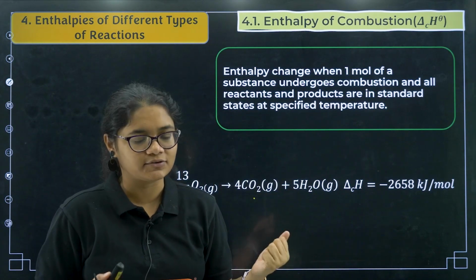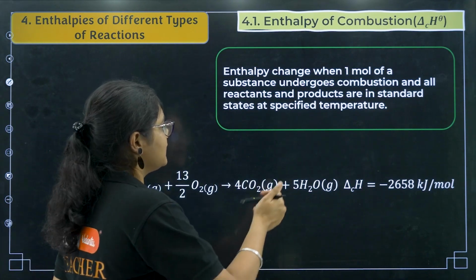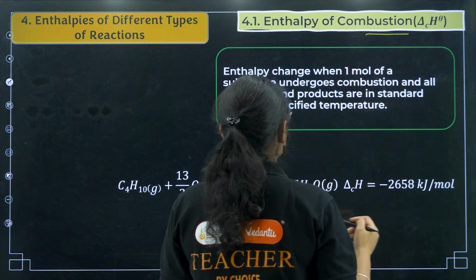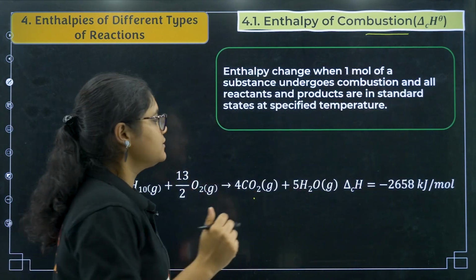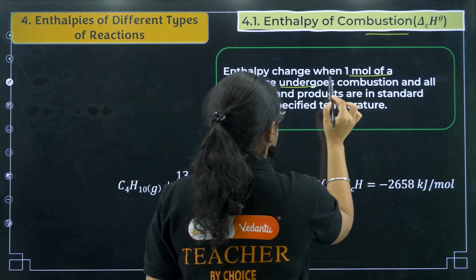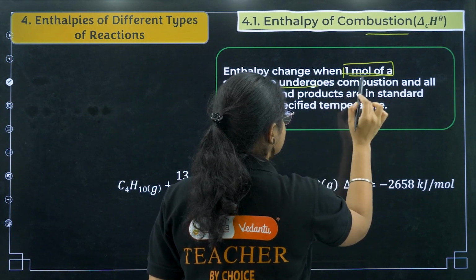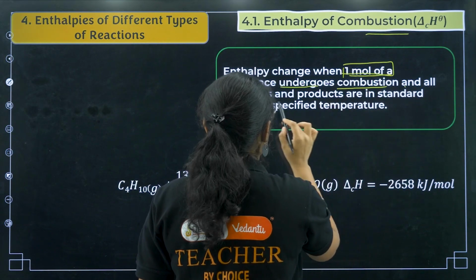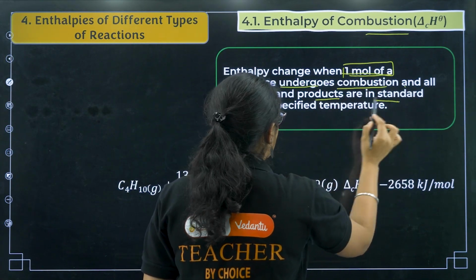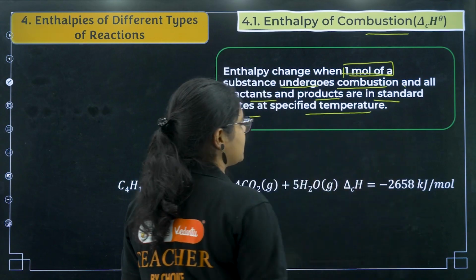Okay, different types of enthalpies are there. The first one is enthalpy of combustion. Okay, so what do you mean by enthalpy of combustion? When 1 mole of a substance, this is also very important, 1 mole of a substance undergoes combustion and all the reactants and products are in the standard state at a specific temperature.